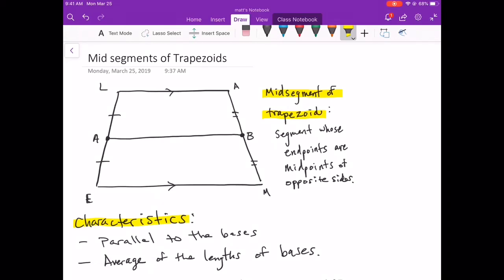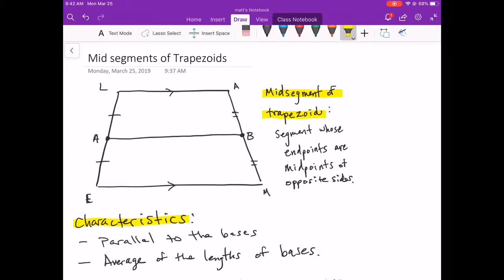Okay, here's a quick video on the mid segments of a trapezoid. So a mid segment is pretty much what it sounds like it is. It's a segment of a trapezoid that connects the midpoints of two opposite sides. So if you take a look at this trapezoid LAME here, that segment AB's endpoints are midpoints of those sides.